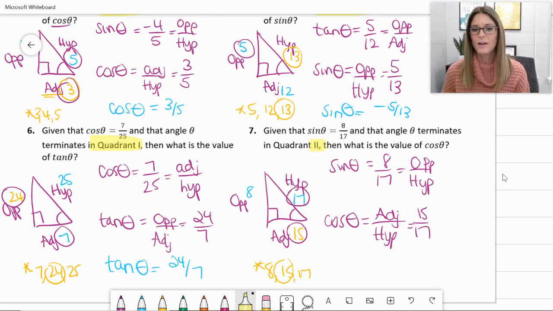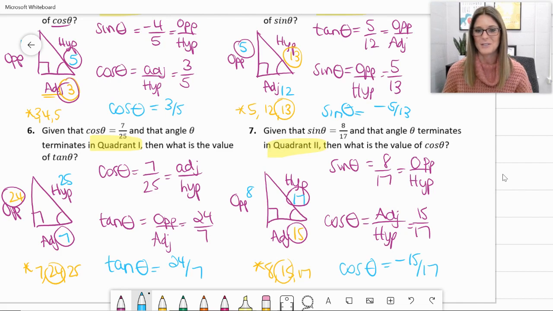And lastly, consider where are we? We are in quadrant 2. All students in the second quadrant, S, all students stands for sine is positive, the rest are negative. So we were looking for cosine. My answer for cosine in the second quadrant should be a negative value, 15 over 17, final answer.